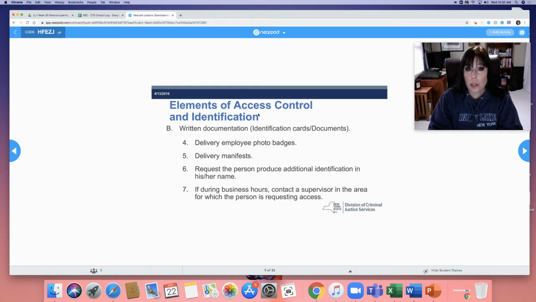So we're still talking about elements of access control. The first one was visual recognition, and now we're going to talk about written documentation, and that includes identification cards and documents. So there's delivery employee photo badges, delivery manifests, that just basically means paperwork, delivery paperwork. You could request the person to produce additional identification in his or her name. And if it's during business hours, contact a supervisor in the area for which the person is requesting access.